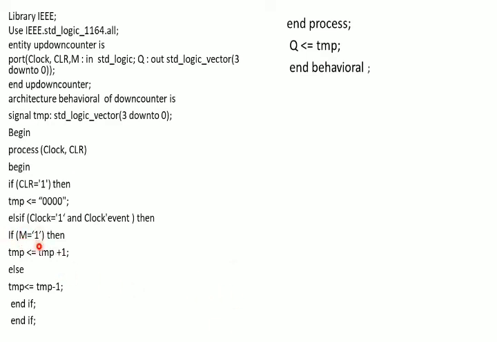If M equals 1, if this condition is satisfied, it will do up counting, else temp should be less than or equals to temp minus 1. So automatically it will go in descending order, obeying the principle of a down counter. So based on whether M equals 1 or not, it will go for up counting or down counting. Now we'll end the statements.